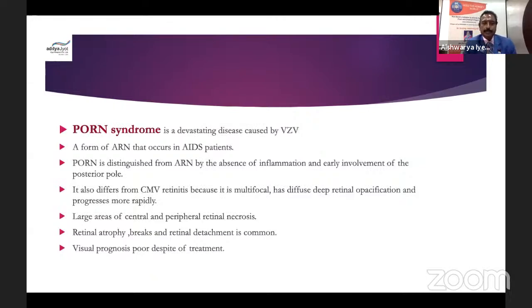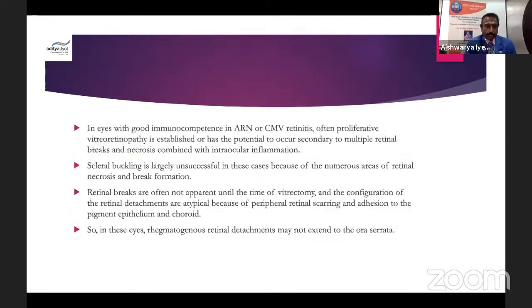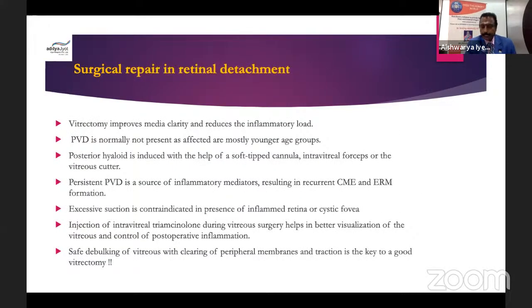And silicone oil is used as a tamponade. And PORN syndrome is a devastating disease caused by the varicella zoster virus, a form of ARN that occurs in AIDS patients. And again, thanks to Vishwas for teaching me, I started doing probably the first one in India, AIDS patient vitrectomy, in those days in '90, I think. And I think Aditya Jyot Hospital was a pioneer. Thanks to my OT staff, they're all alive and they're working with me. And I remember Dr. Narsing Rao gave a first lecture in Bombay, and then later Vishwas came and did lots for the AIDS. I'm happy that with all the treatment, AIDS patients are not seen much, and there are a lot of people who are taking care of them.